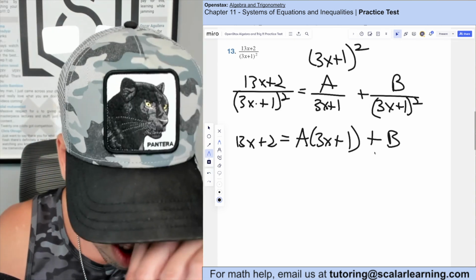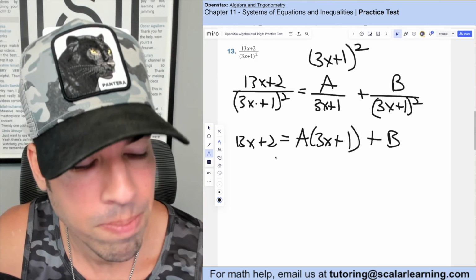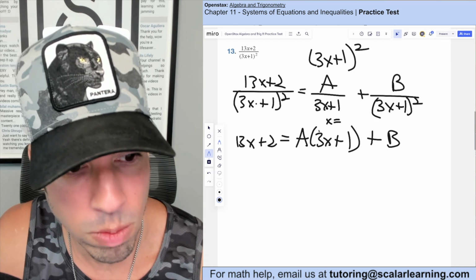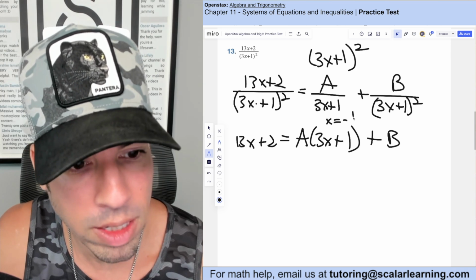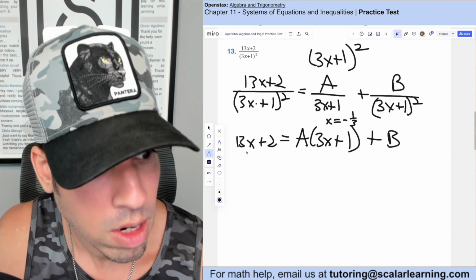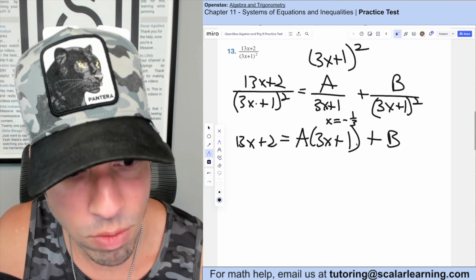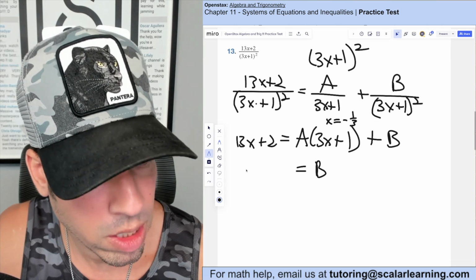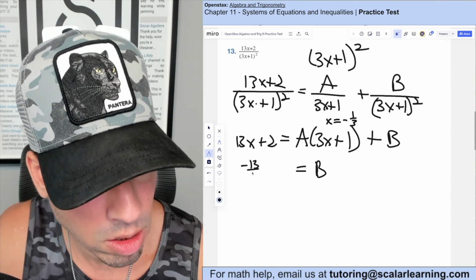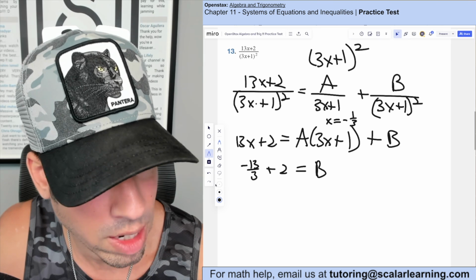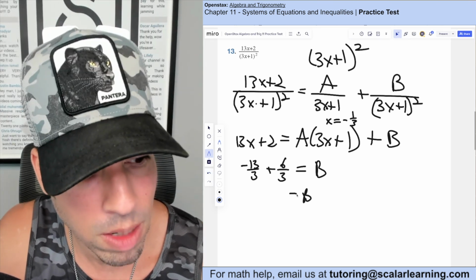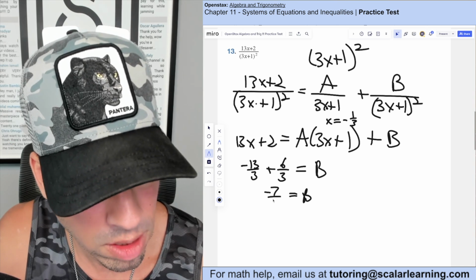All right, now we can start to solve for a and b. The first thing I can do is a little clever substitution. If I plug in negative 1/3 for x, I'm going to have negative 1 plus 1, which is 0, and I'm just left with b. And then b would equal negative 13/3 plus 2. And again, 2 can be rewritten as 6/3, which means b equals negative 7/3.